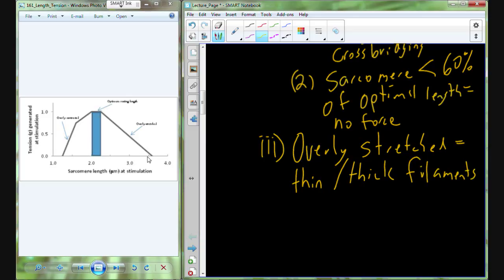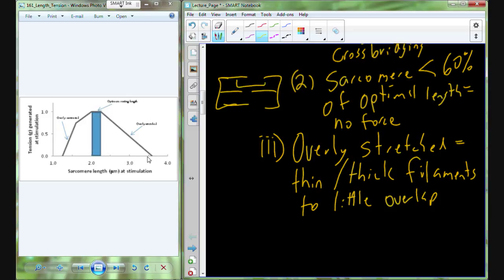So in the interaction between the thin and the thick filaments in an overly stretched muscle, we end up with too little overlap. So if this is our normal sarcomere, in the stretched sarcomere, we may have very little overlap here, whereas here, we have a much larger amount of overlap, where here we may have a very small amount of overlap or no overlap whatsoever. Okay. So now, at that point of stimulation, we have very few myosin heads that can bind to actin and generate force. Does this make sense?